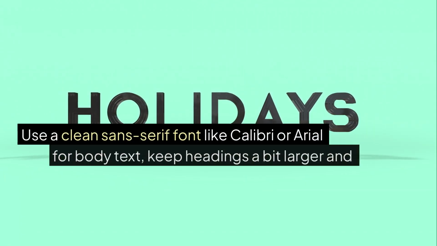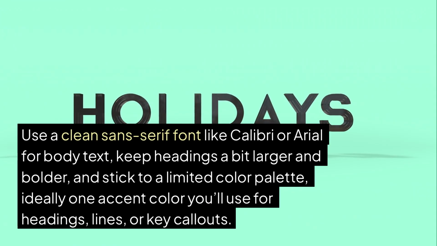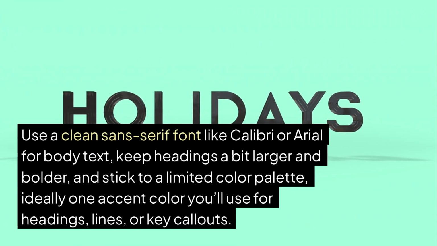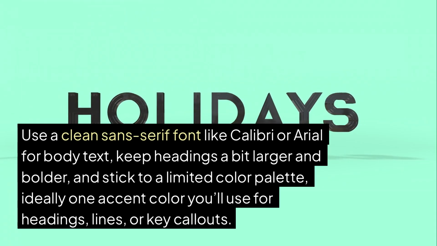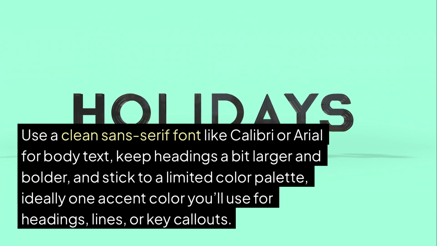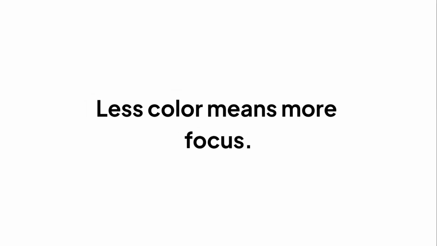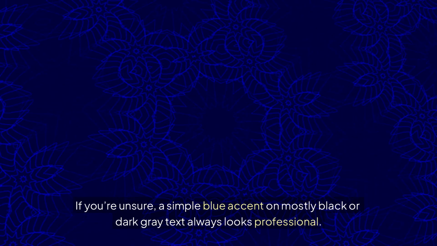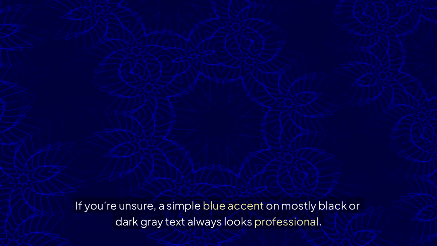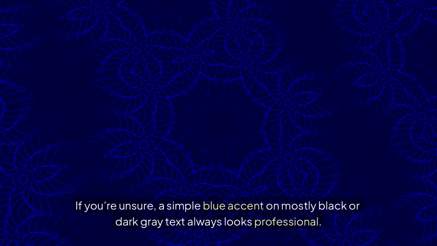Use a clean sans serif font like Calibri or Arial for body text. Keep headings a bit larger and bolder, and stick to a limited color palette. Ideally one accent color you'll use for headings, lines, or key callouts. Less color means more focus. If you're unsure, a simple blue accent on mostly black or dark gray text always looks professional.